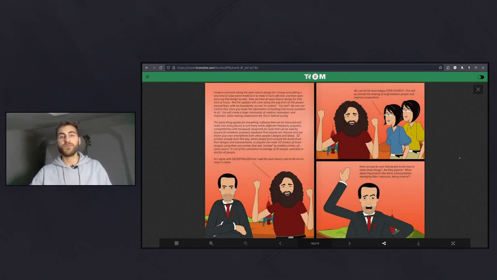And then he continues with the example of a house with a solar panel on top of it. Imagine someone taking the open source design for a house and adding a new kind of solar panel model to it to make it more efficient, and then open sourcing that design as well. Now we have an open source design for that kind of house, and the updates will come along the way from all the people around Mars with no boundaries, no one in control.